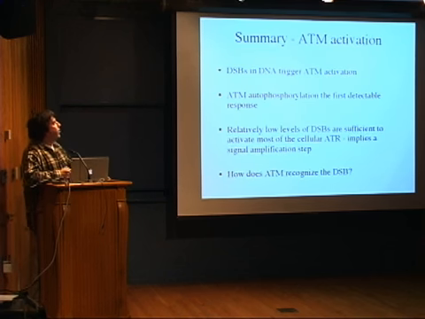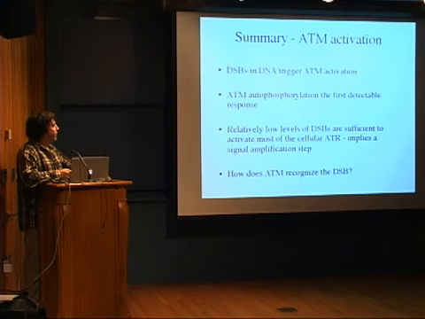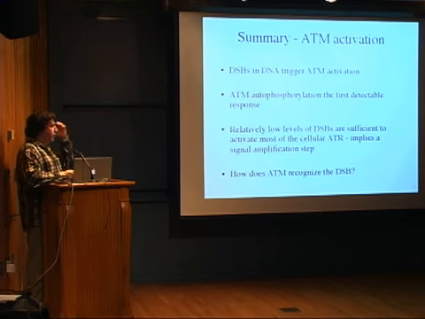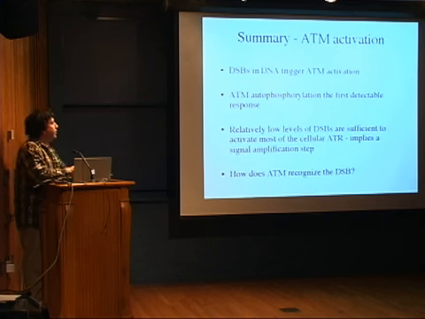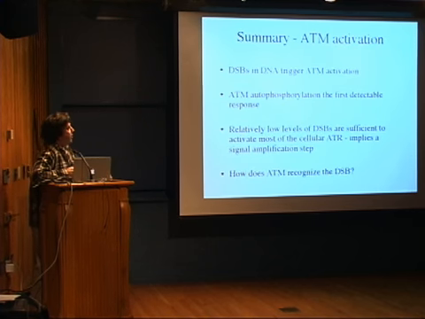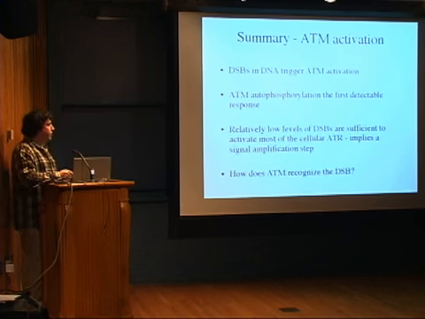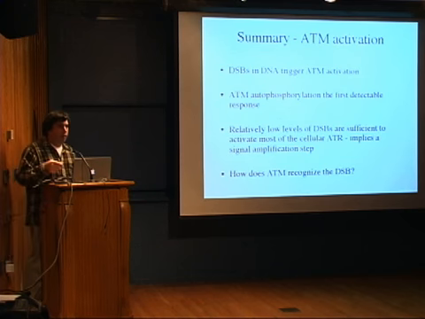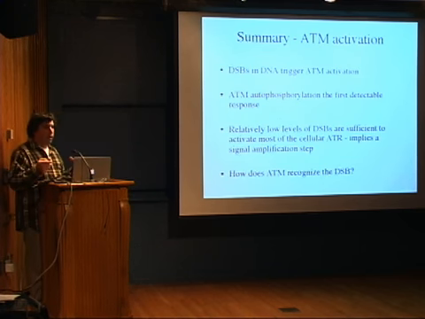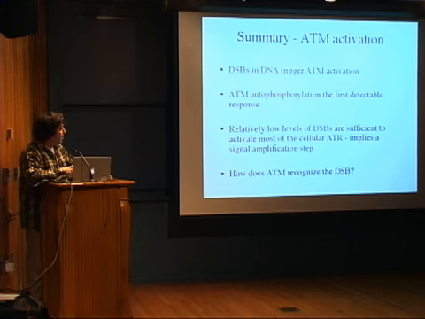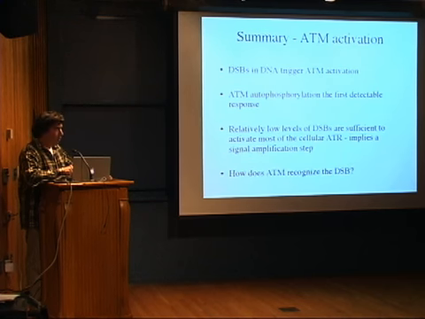And so then just to summarize some of these parameters of ATM activation, we know that double-strand breaks are the main trigger for ATM. That ATM autophosphorylation is really the first detectable response. Interestingly, very low levels of double-strand breaks are sufficient to activate most of the ATM in the cell, okay, implying again signal amplification, which, as you can imagine, would be important for mounting a robust response to relatively low amounts of damage. And, but that still leaves open the question of exactly how ATM is recognizing the double-strand break.